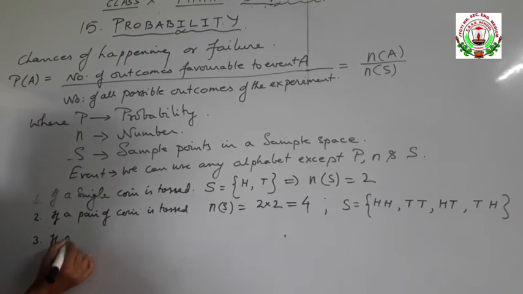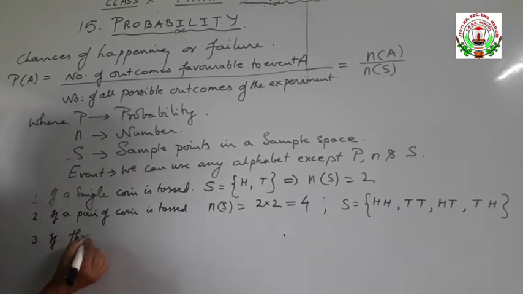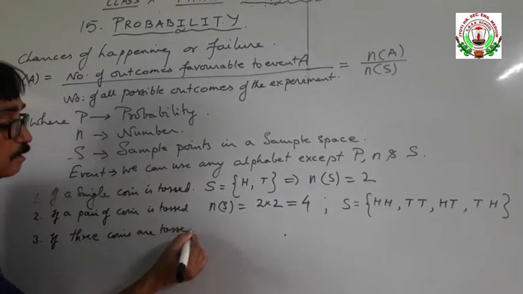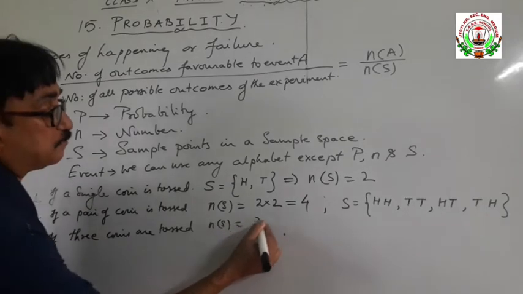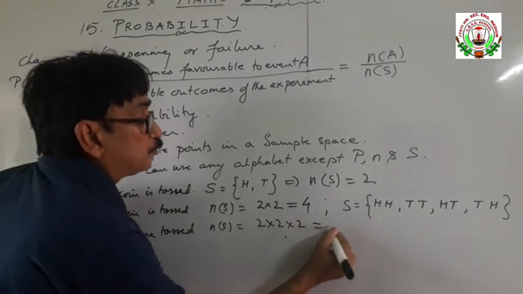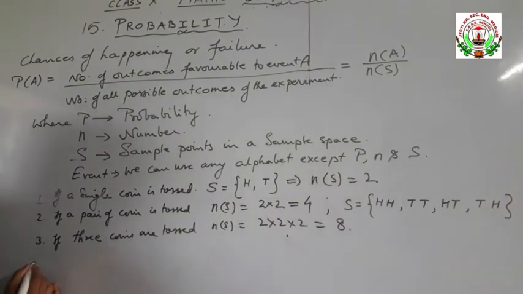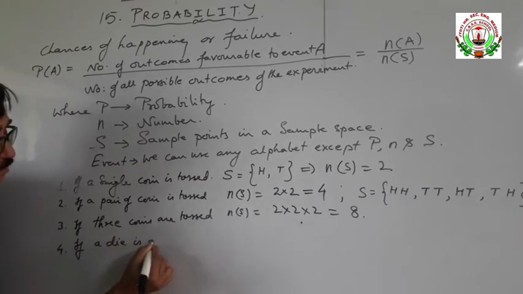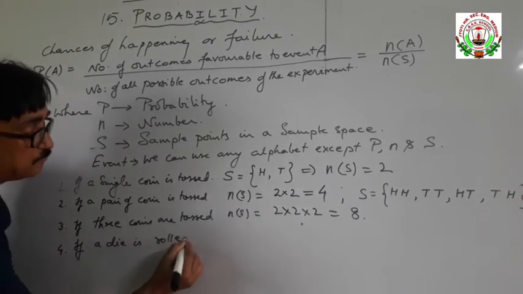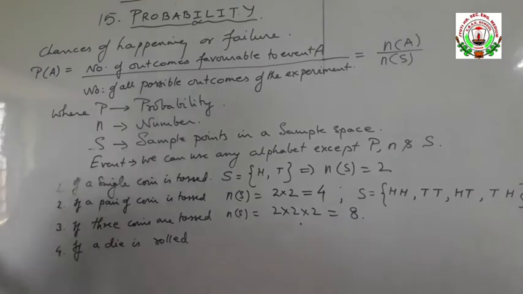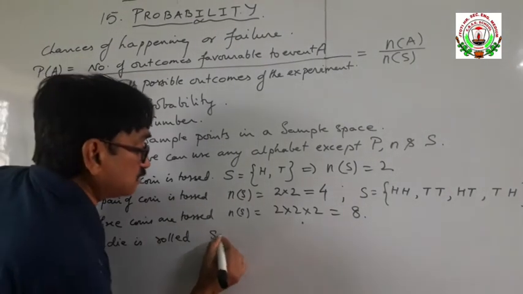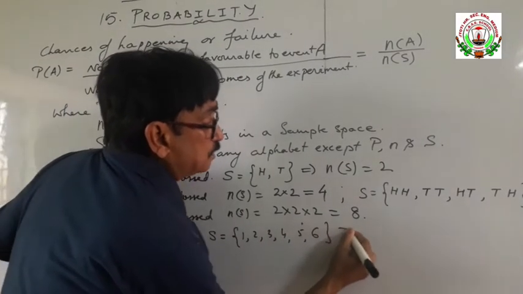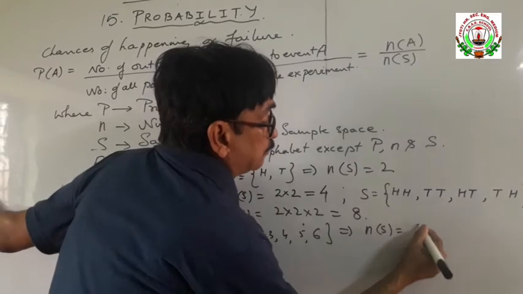Now if 3 coins are tossed at a time, then our total sample points will be the product 2 into 2 into 2, equals 8. Now in case of a die, if a die is rolled, we have 6 numbers, 1, 2, 3, 4, 5, 6. So S is equal to {1, 2, 3, 4, 5, 6}, and here our number of sample points will be 6.